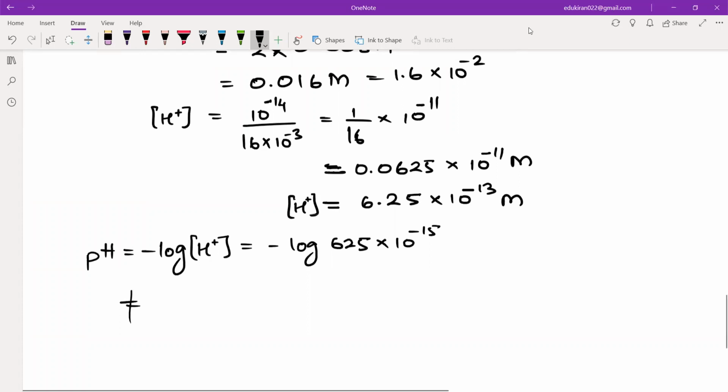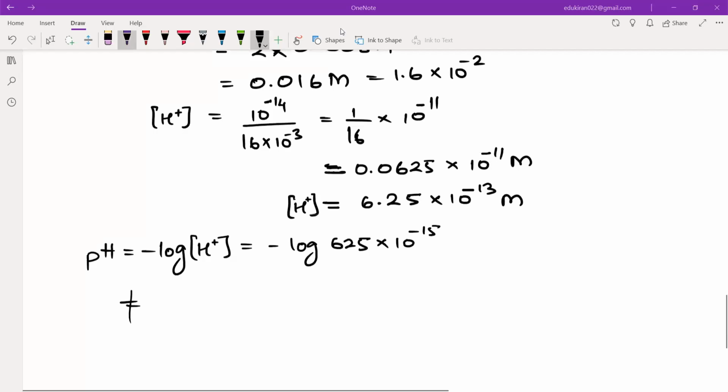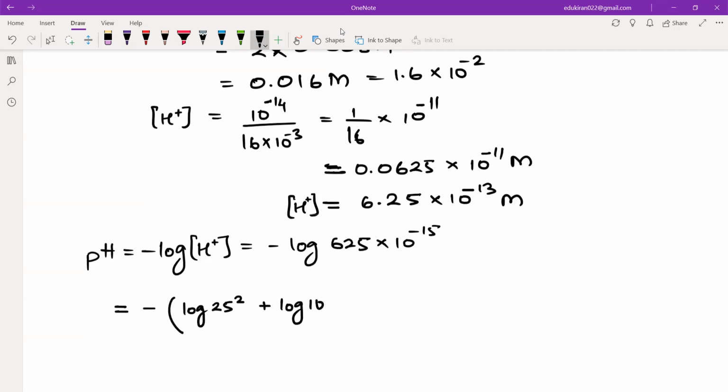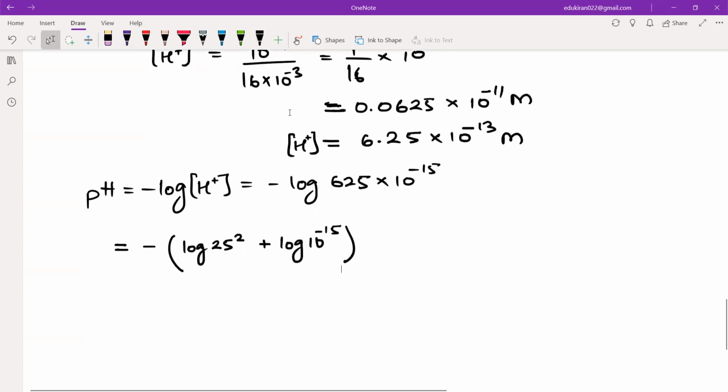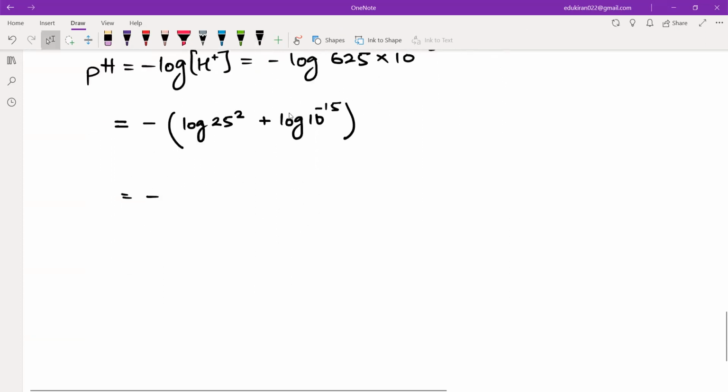Wait a second, let me reshare this thing. It has been stuck. Okay, now all of you know that I can write 625 as how much? Log of 25 square, right? Plus log of 10 to the power minus 15. Yes or no? Tell me, guys. Yes, sir.